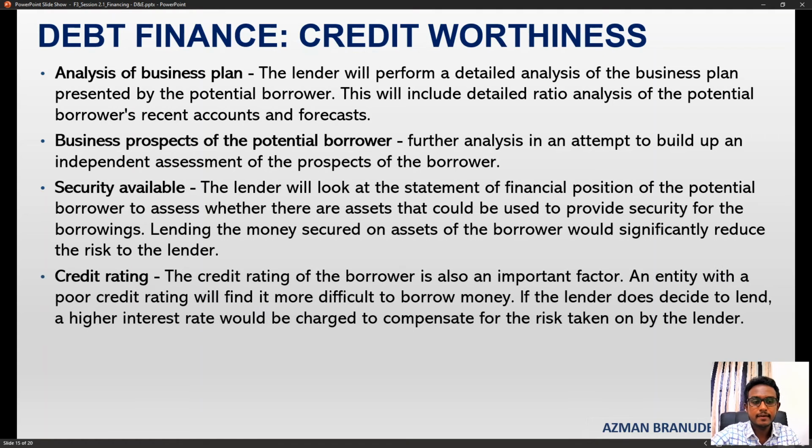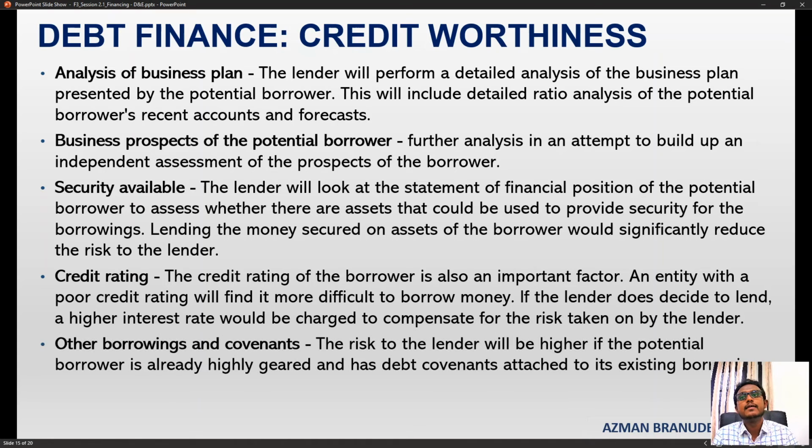Then obviously the credit rating of the company. The credit rating of the borrower is also an important factor. An entity with a poor credit rating will find it more difficult to borrow money. If the lender does decide to lend, a higher interest rate would be charged to compensate for the risk taken on by the lender. Then you have other borrowings and covenants, right? Is the company already leveraged? The risk to the lender will be higher if the potential borrower is already highly geared and has debt covenants attached to its existing borrowings.